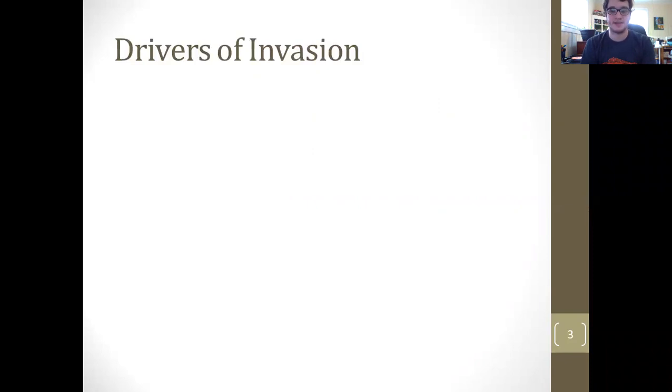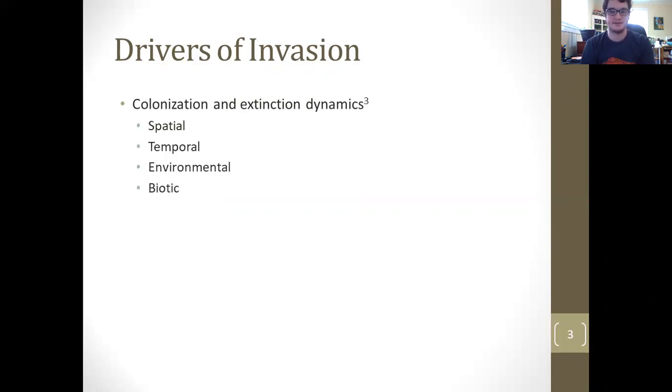Understanding drivers of invasion, or what makes an invasion successful, has been the central goal of invasion ecology for decades. Colonization and extinction dynamics have been shown to be key processes for invasion success. These dynamics are influenced by spatial, temporal, environmental, and biotic factors. Some examples of these factors are habitat size, isolation, and characteristics, the fragmentation of habitats across a landscape, and the dispersibility of organisms.